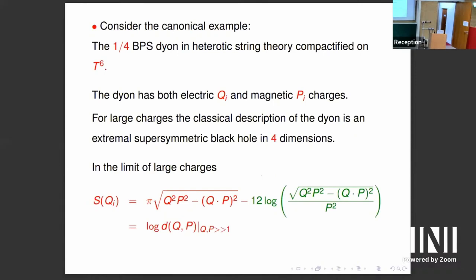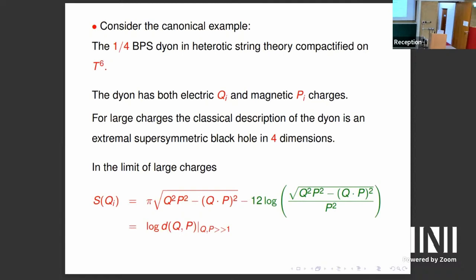Now, just to get a preview, consider this canonical model. This dyon has both electric and magnetic charges. These are labels of the number of gluons you have, Qi and Pi. And in the large charge limit, this is the formula which we have. This part comes from the area of the horizon. This is the first subleading term, and this is the geometric description.